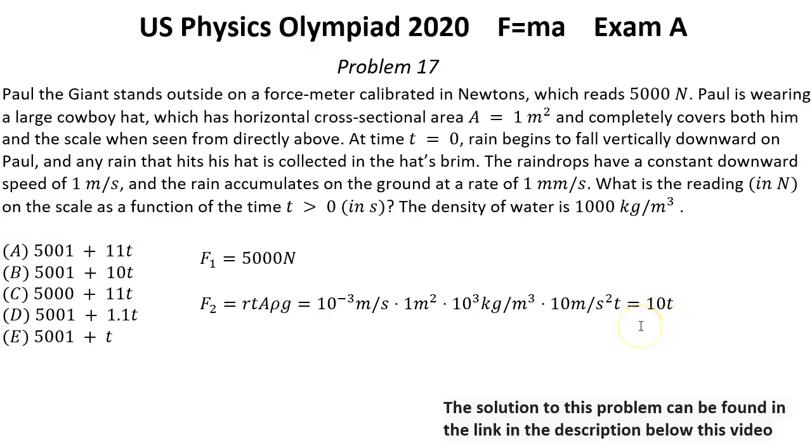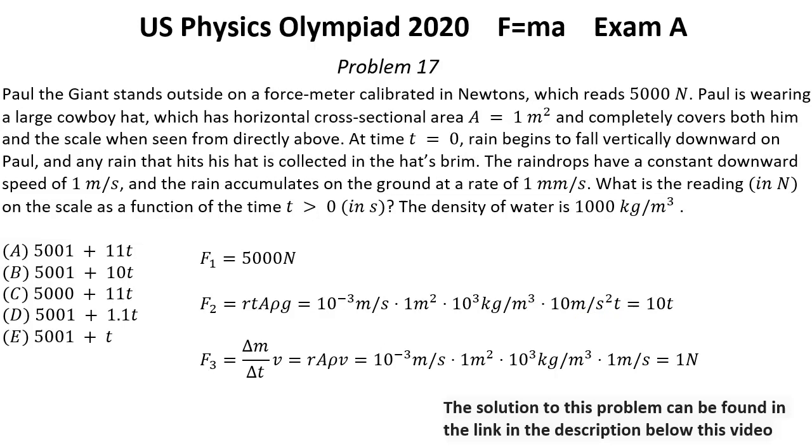And component 3 can be found by noting that in time delta t, the total mass change is the rate of changing mass over time, dm over delta t, multiplied by speed, which is R A rho v, which is 1 newton. So the total reading of the scale equals F1 plus F2 plus F3, which is 5001 plus 10t, which is answer B. And that was the solution for problem number 17.